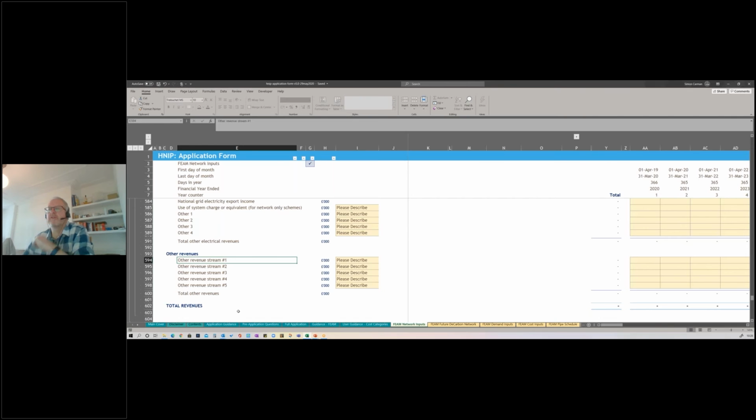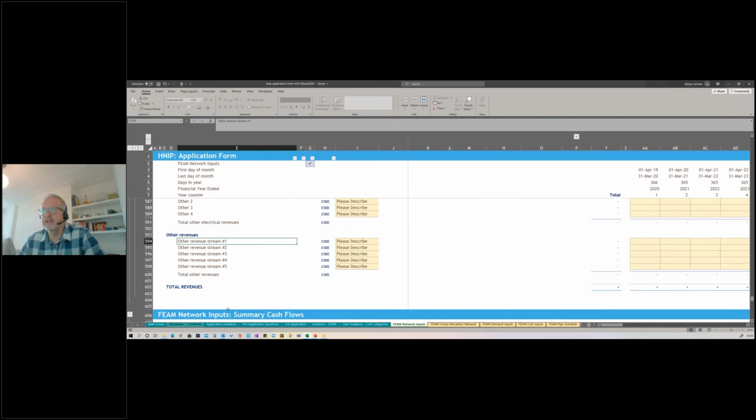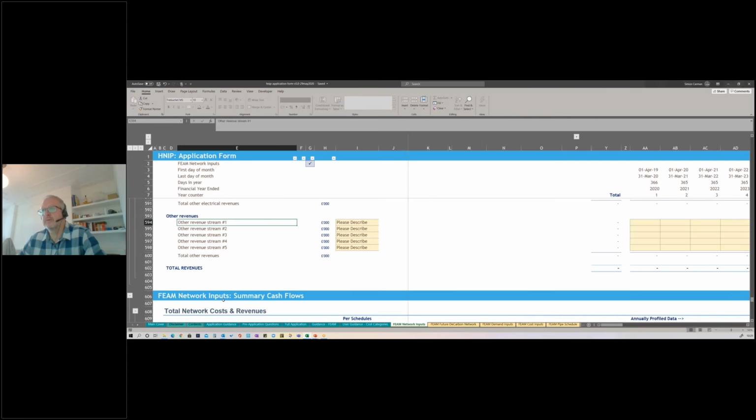If you're not going to provide us with the RHI income, or the income that is already supporting assets within your scheme, then the other way to do it is to exclude the income, but you would also need to exclude the costs related to that. We have a strong preference that you include the income and include the costs, but the principle is that HNIP doesn't want to be funding assets that have already been funded by other streams of support.